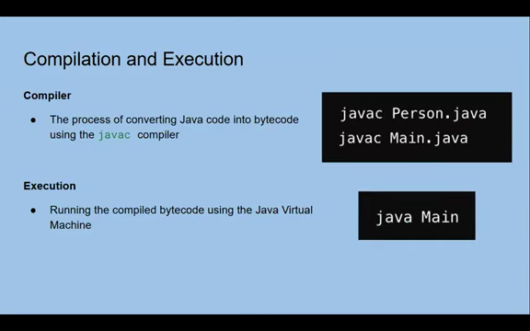The compilation process in Java involves converting Java code into bytecode using the javac compiler. It essentially translates the Java code, which is readable for humans, into bytecode. For execution, after compiling, we run the compiled bytecode using the Java Virtual Machine, which interprets the bytecode and executes the program on different platforms. To recap, we've covered the basics of Java programming, including classes, objects, variables, methods, and the process of compilation and execution.